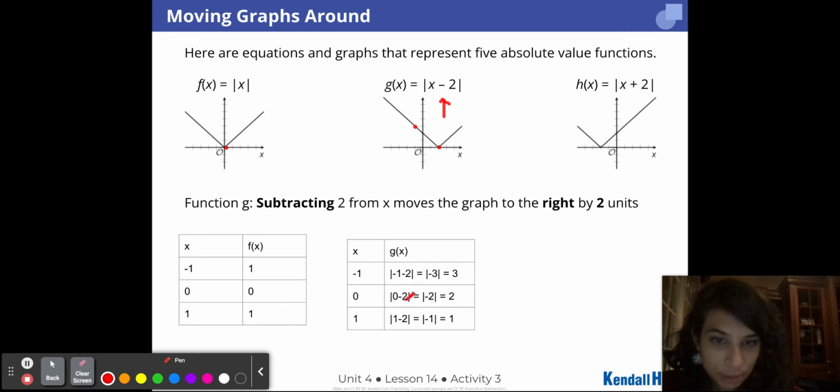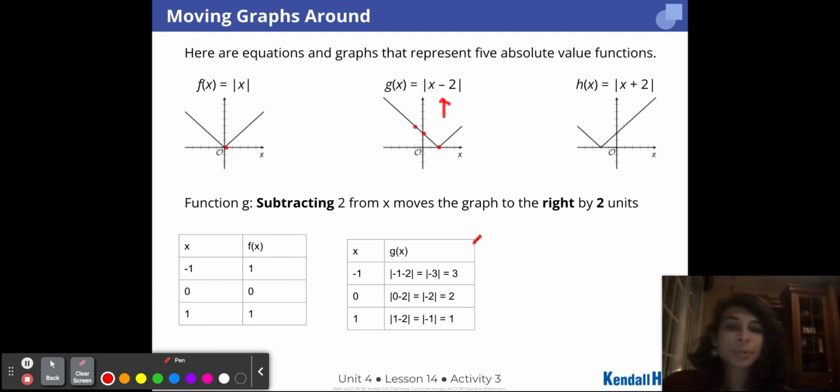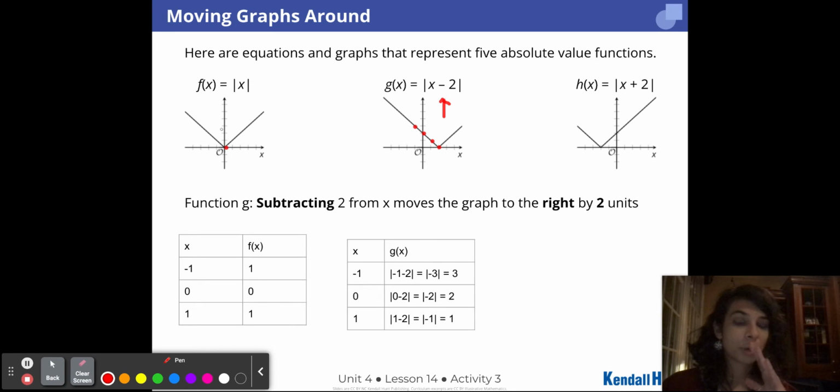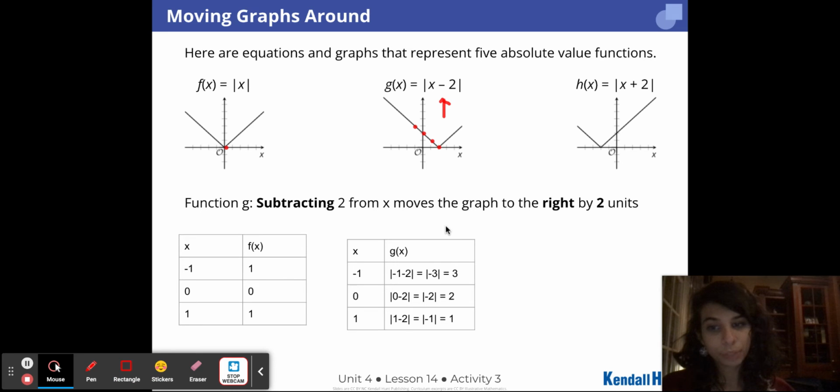At 0, 0 minus 2 is going to give me absolute value of negative 2, which is going to be a positive 2, which is here. And my absolute value of 1 minus 2 is going to give me negative 1, and so I have an absolute value of 1. So all my points just shifted over to the right. And so if you create a table, you can see this a little bit more clearly. If I'm subtracting 2 from x, it moves the graph to the right by 2 units. And everything's being shifted over by 2.